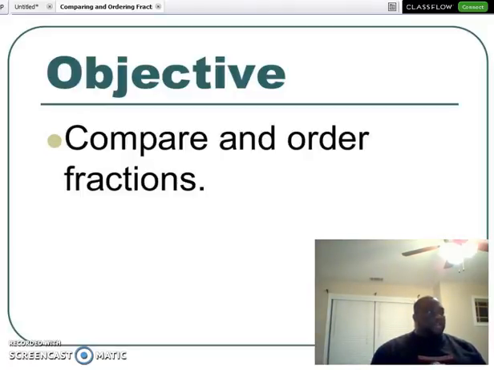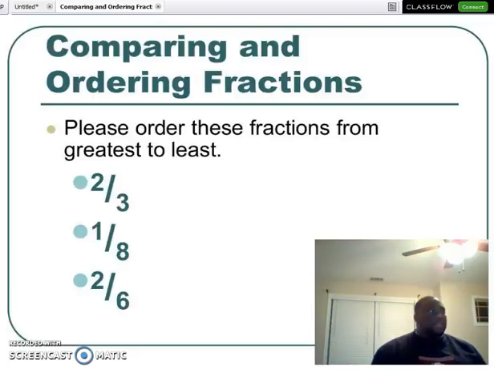Today's objective is we're going to compare and order fractions. The first thing we're going to do is order these fractions from greatest to least. As you see, we have 2/3, 1/8, and 2/6. What we need to do is find a common denominator between those three numbers. And all three of these numbers can go into 24 equally.